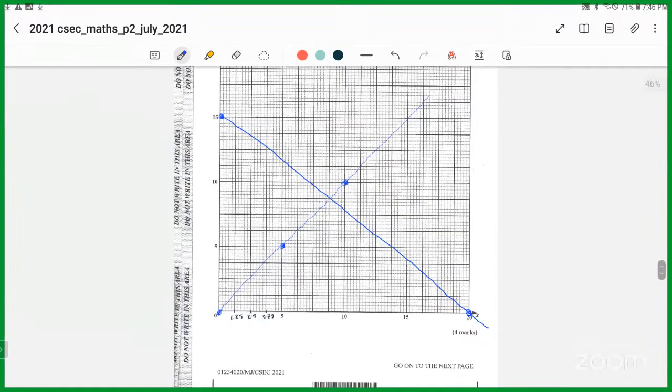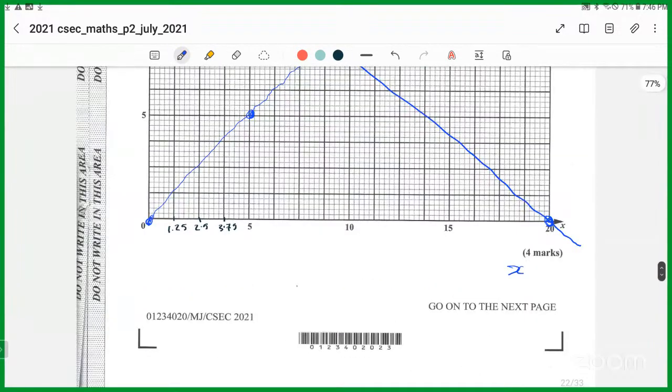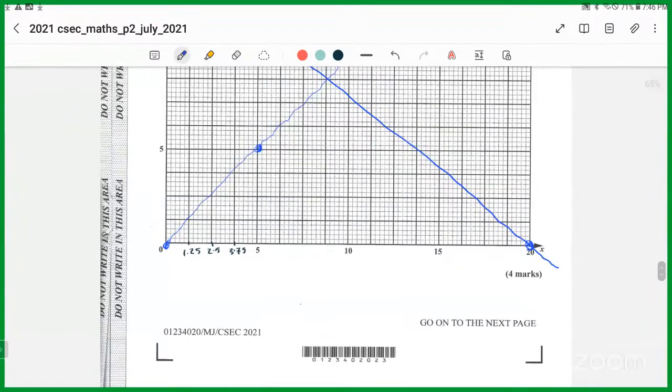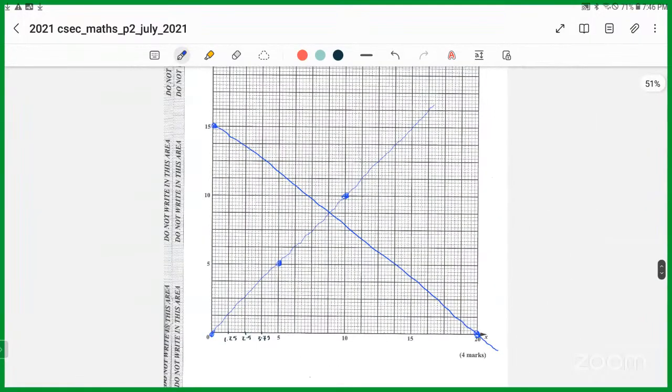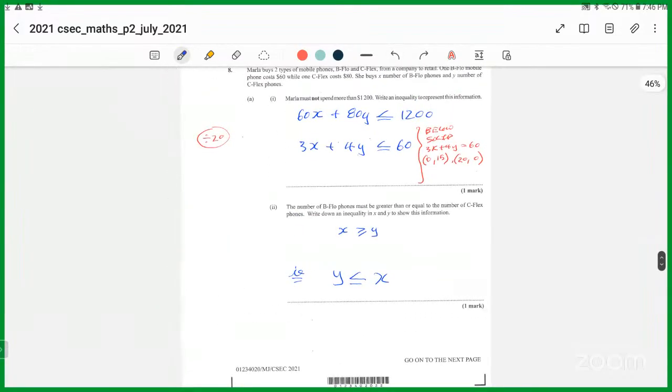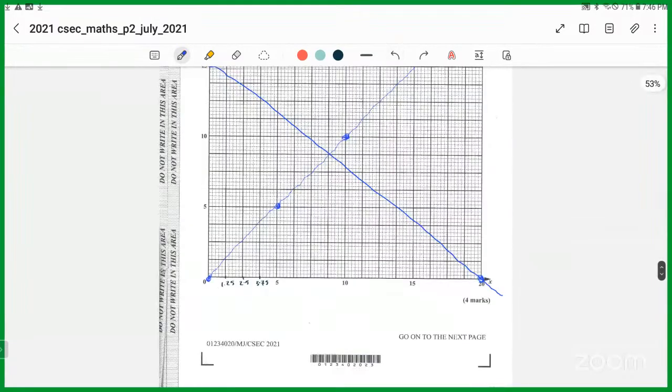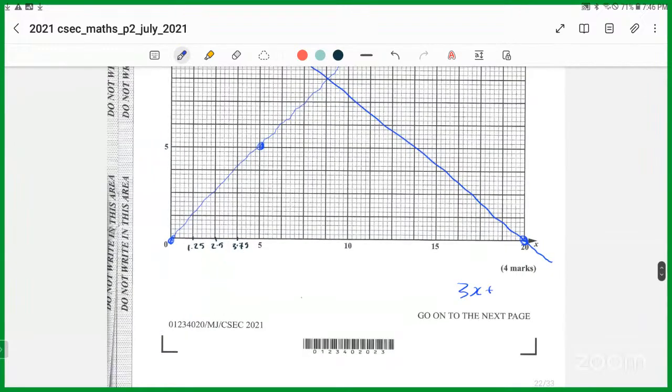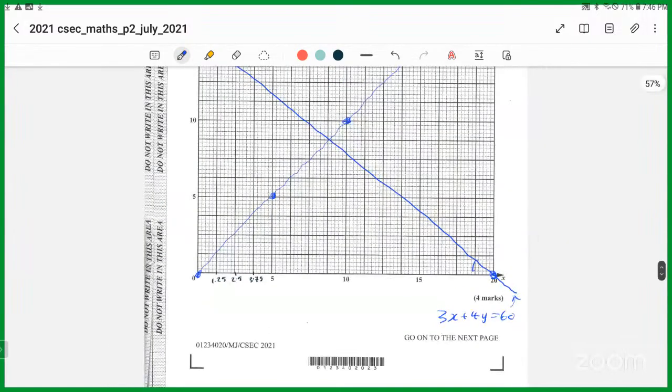Alright, so this one down here, we never labeled it. It's not x plus y, it's 3x plus 4y. This one will be, what did I do? Yeah, (0, 15) and that. So this one is 3x plus 4y equals 60. First, label the line with the equal sign: 3x plus 4y equals 60. That's this line right here. And we're going below that line, with the arrow pointing down on it.